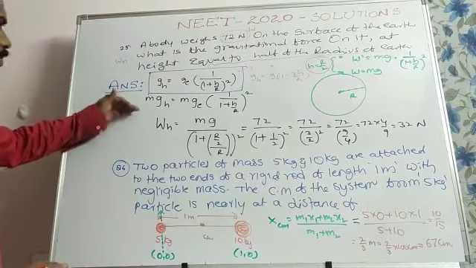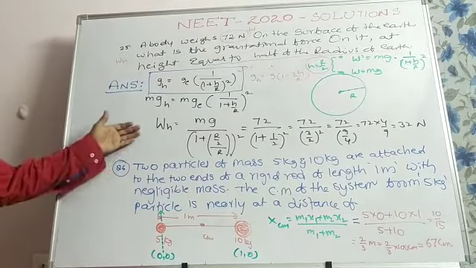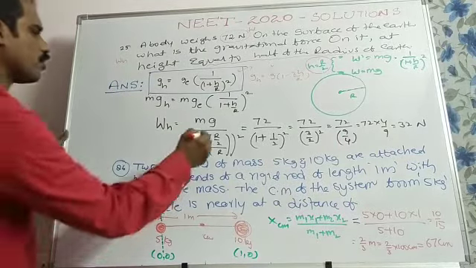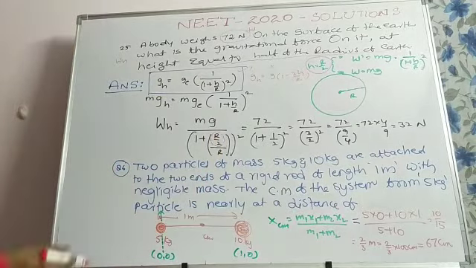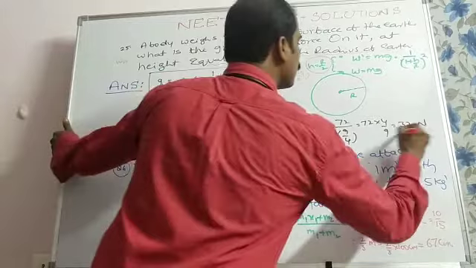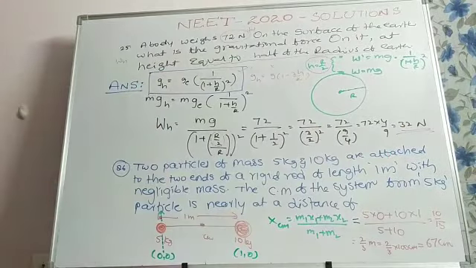So mgh is equal to mg by 1 plus h by r, the whole square. Here we are substituting h equal to r by 2. So 72 by 1 plus 1 by 2, whole square. By solving this one, we will get 32 Newton as the final answer.